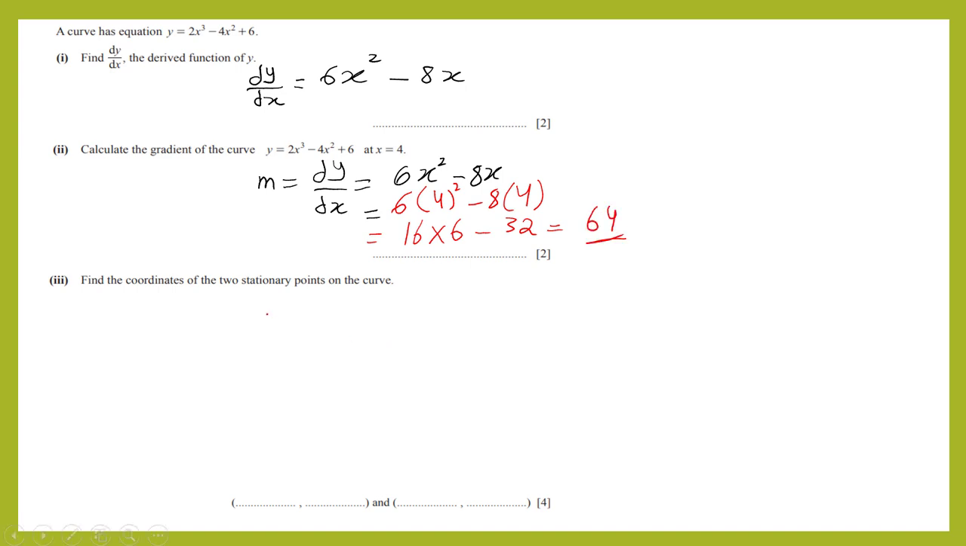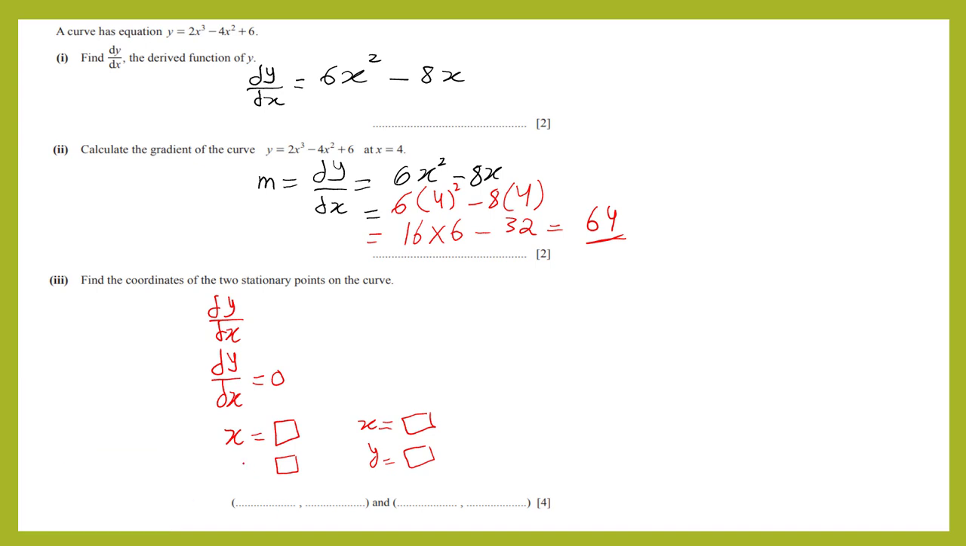Now, if we want to find the coordinates of the two stationary points on the curve, the steps are, first of all, you find dy by dx, then you equate dy by dx to 0, so you will have an equation. Solve the equation, get x values, then get back to the original equation, replace each x, you will get the corresponding y values. So these are the stationary points. So let's do the steps.